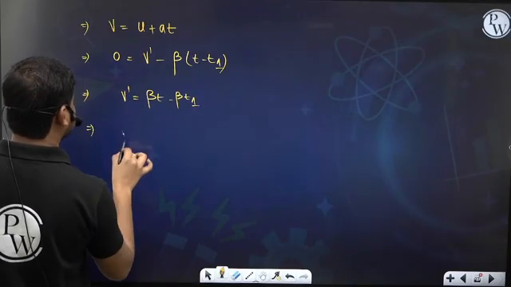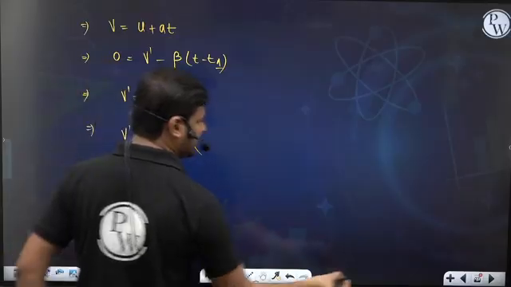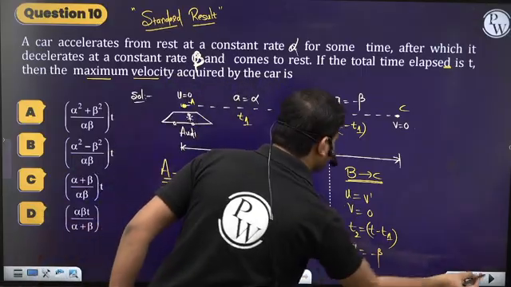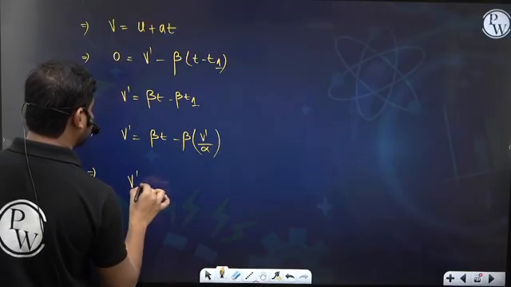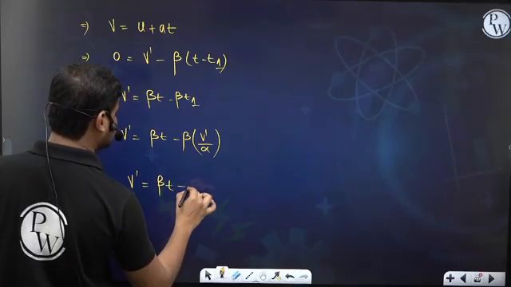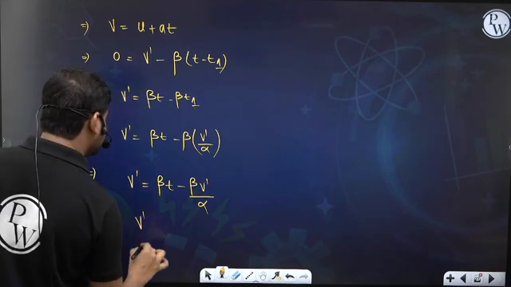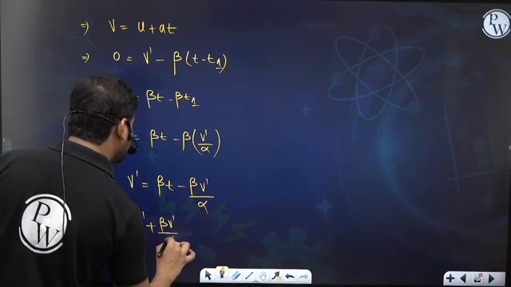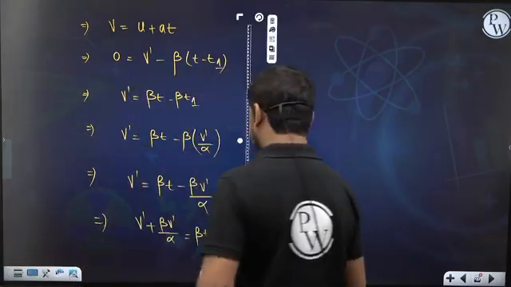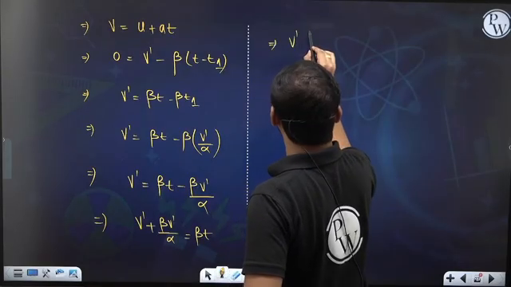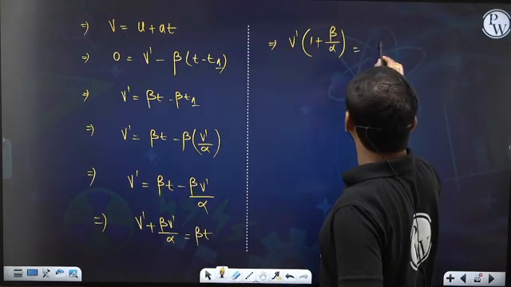So from here, v dash is equal to beta t minus beta t1, let's eliminate this t1. So what is t1? T1 is equal to v dash by alpha. So I can write v dash is equal to beta t minus beta v dash by alpha. We need v dash, so let's bring this term to this side: v dash plus beta v dash by alpha is equal to beta t. Taking v dash common, it is v dash into (1 plus beta by alpha), which is equal to beta t.